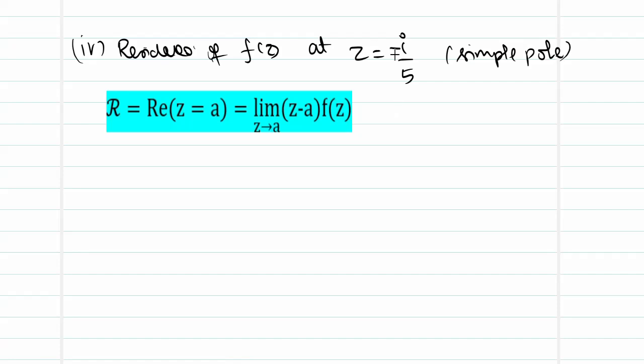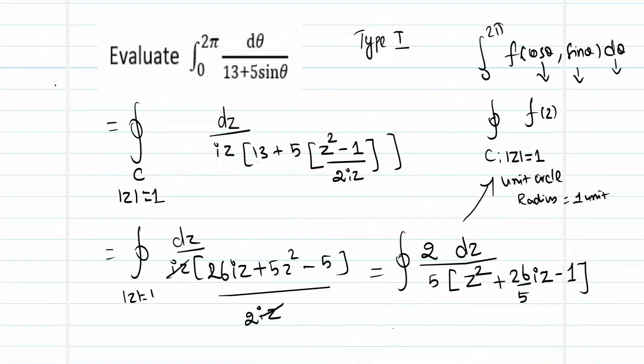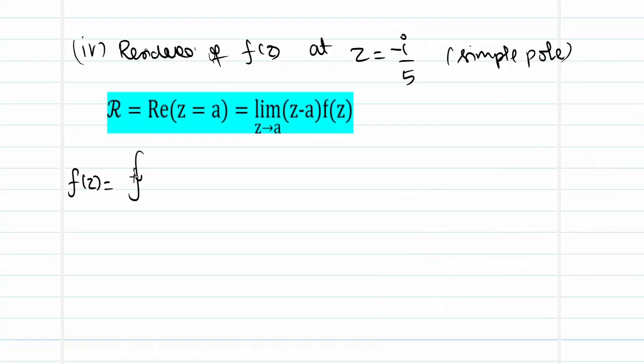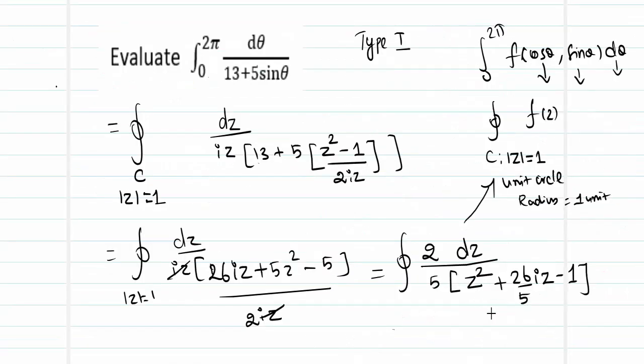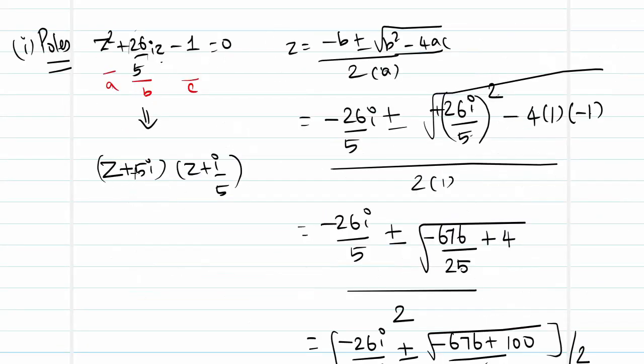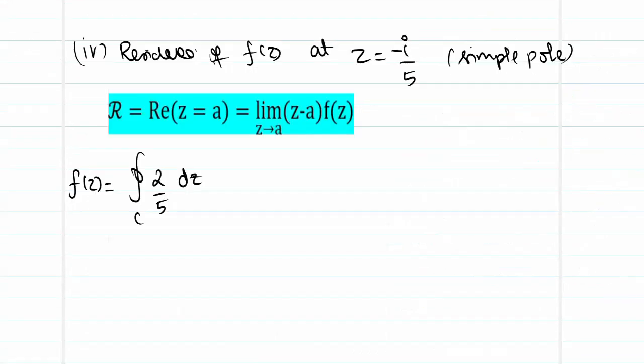When I apply this to my function, I first have to retrace my function f of z. What is my function f of z? You can move over here to find it. The integral over the circle C of 2 by 5 dz, where the denominator was replaced by the quantity z plus 5i and z plus i by 5. My function f of z, when I write it, will have no integral. So this is my function f of z.